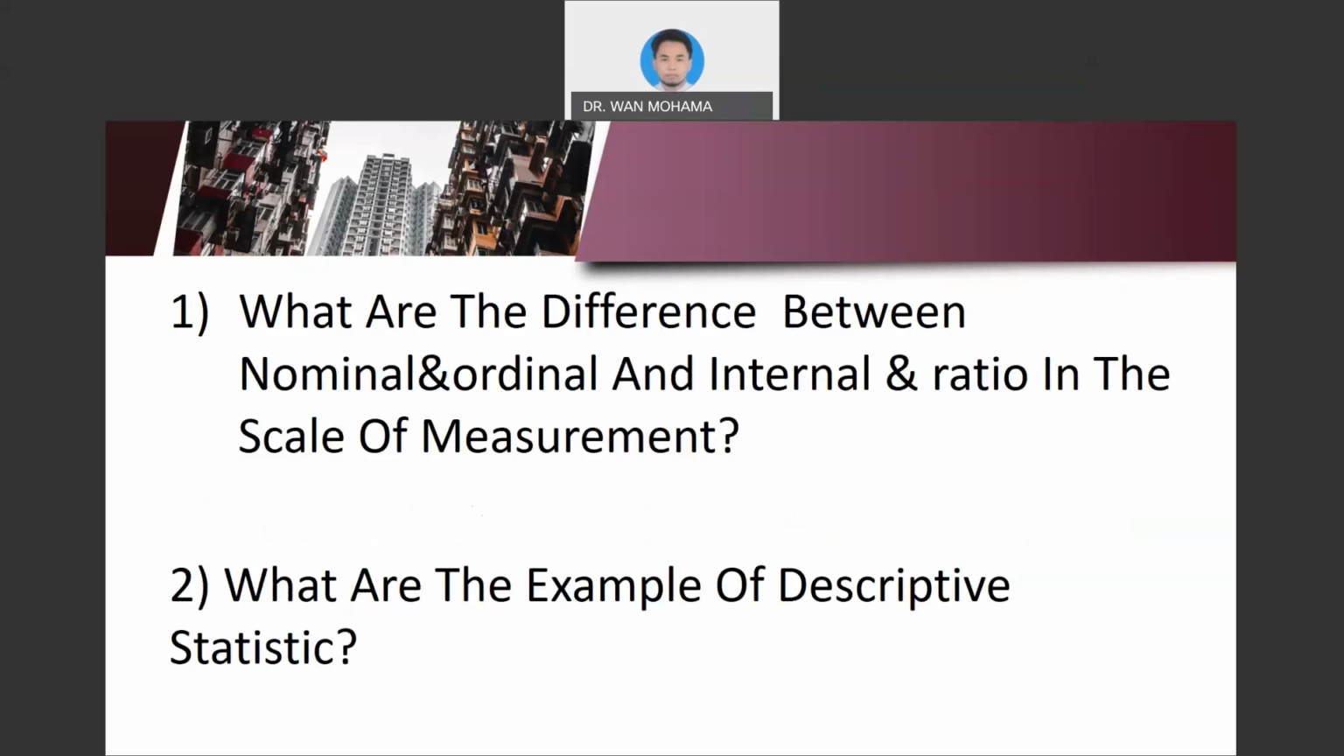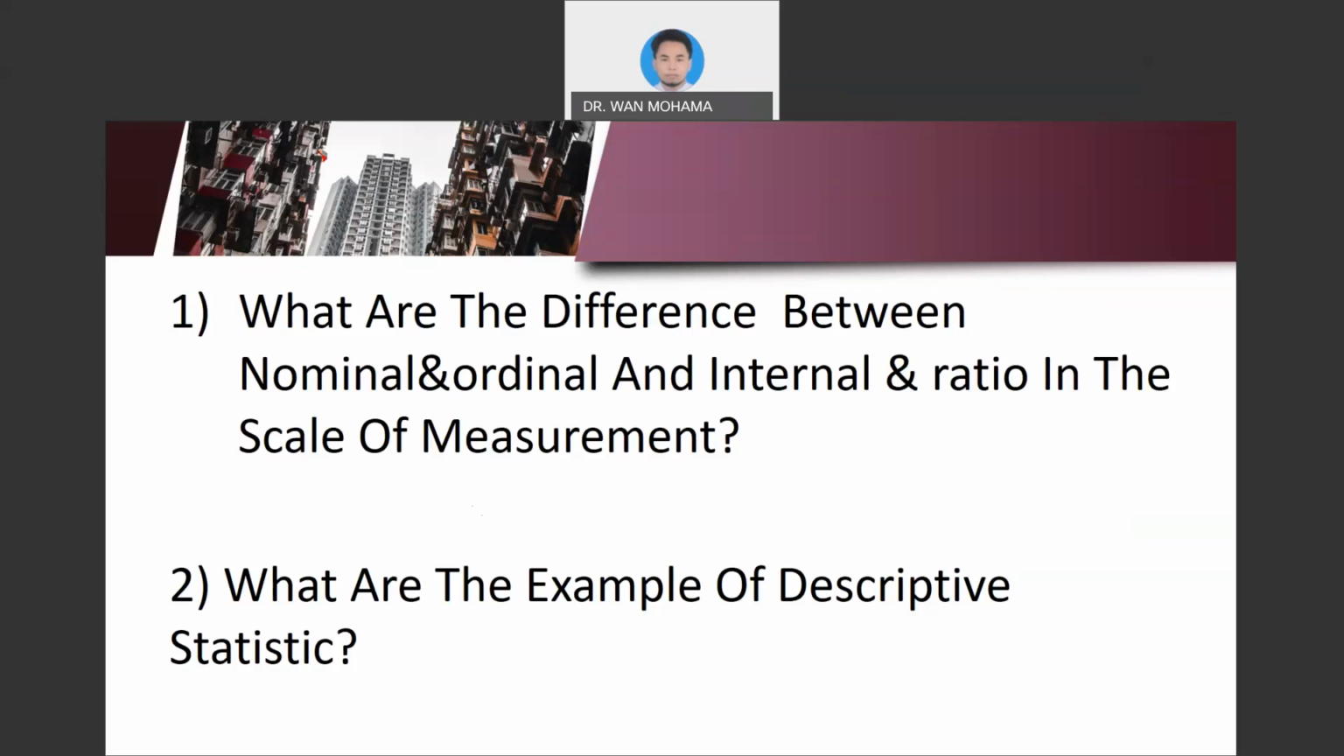And then, what are the differences between nominal, ordinal, interval, and ratio in the scale of measurement? Like I said before, nominal and ordinal are classified as categorical, while interval and ratio are classified as the continuous scale.